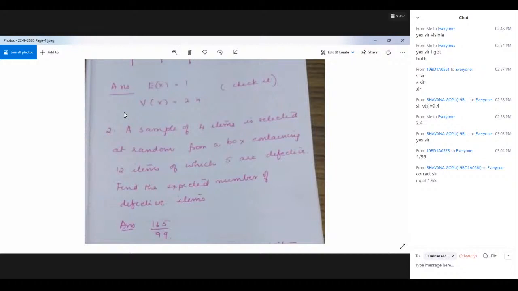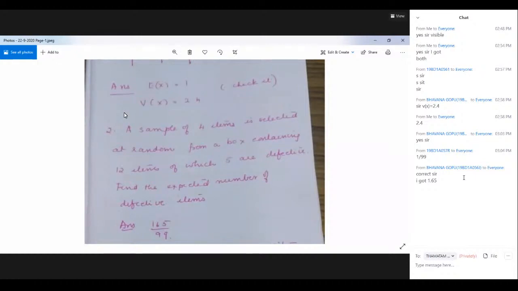What is the probability of X equals 0? That means the probability of getting 0 defective items. The box contains 12 items. Out of 12, 5 are defective. What are the remaining? 7. The probability of X equals 0 means the probability of getting no defective items, that means 7 by 12. Similarly, all of you find the remaining probability values.